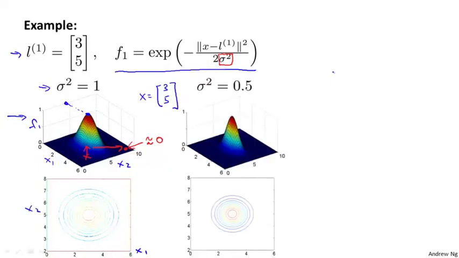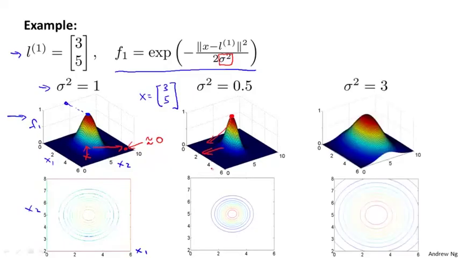If we set sigma squared to 0.5, what you find is that the kernel looks similar, except that the width of this bump becomes narrower. The contours shrink a bit too. So if sigma squared equals 0.5, then as you start from x equals 3,5, and as you move away, the feature f1 falls to 0 much more rapidly.